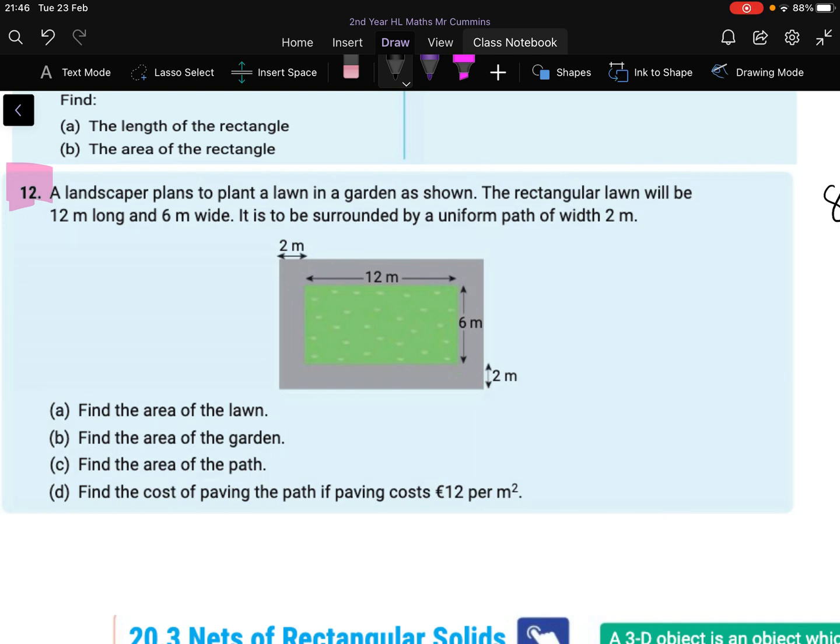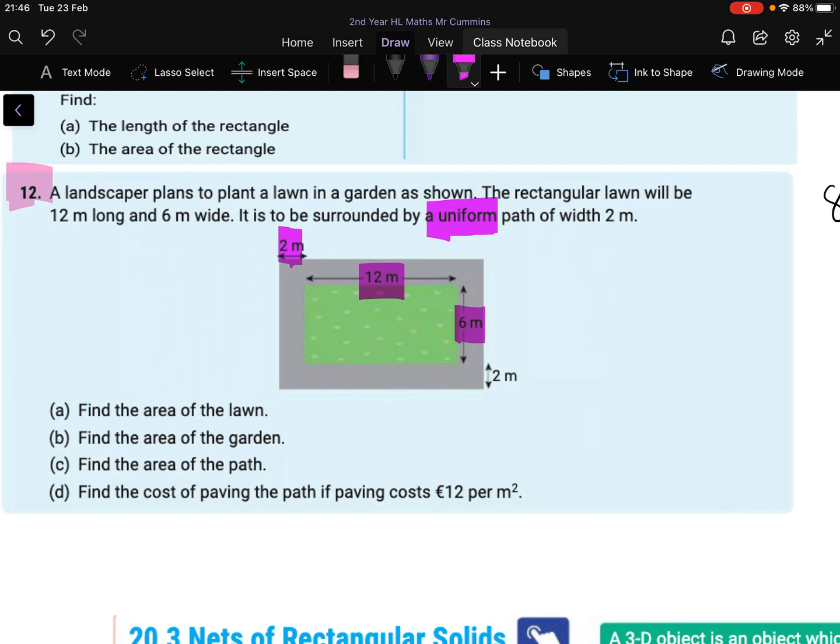A landscaper plans to plant a lawn in a garden as shown. The rectangular lawn will be 12 metres long and 6 metres wide. So there we go, there's the 12 metres long and the 6 metres wide. It's surrounded by a uniform path of width 2 metres. Okay, so the path is 2 metres. This word here is important, uniform, which means it's 2 metres all the way around. Because that can come into the question.